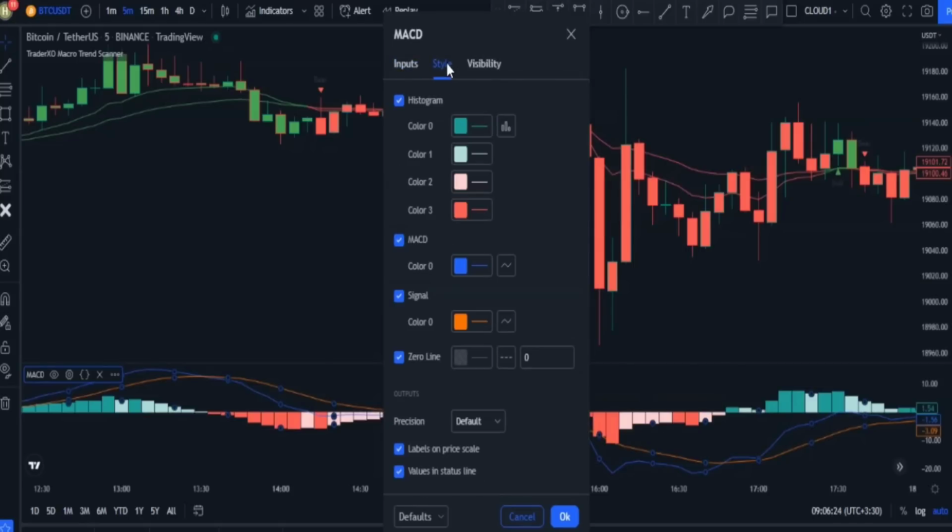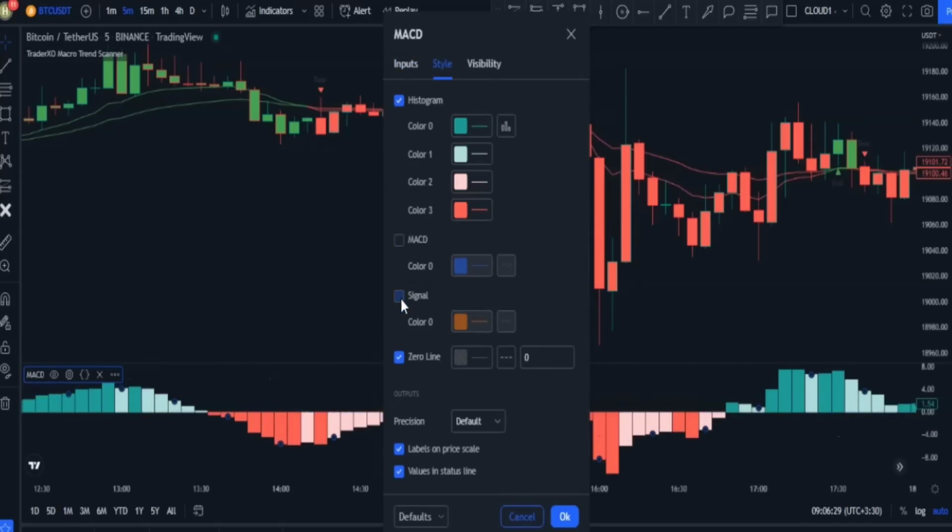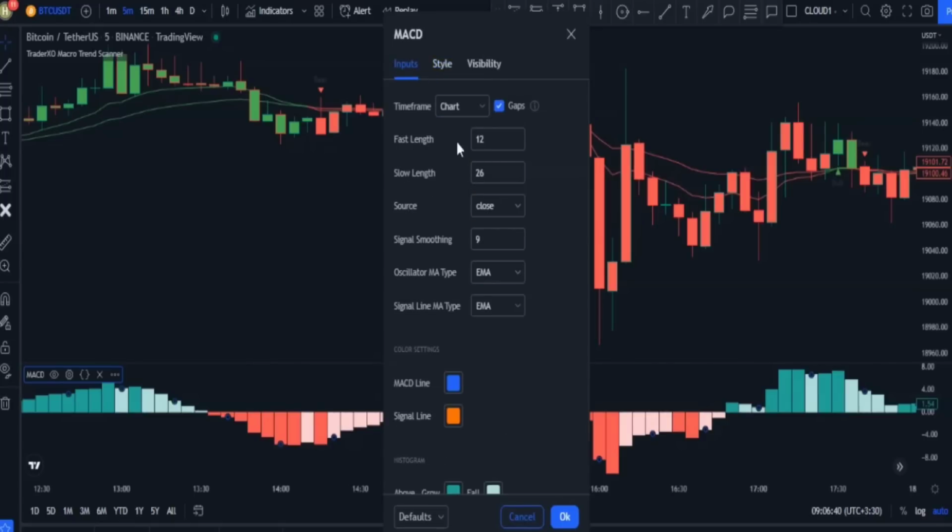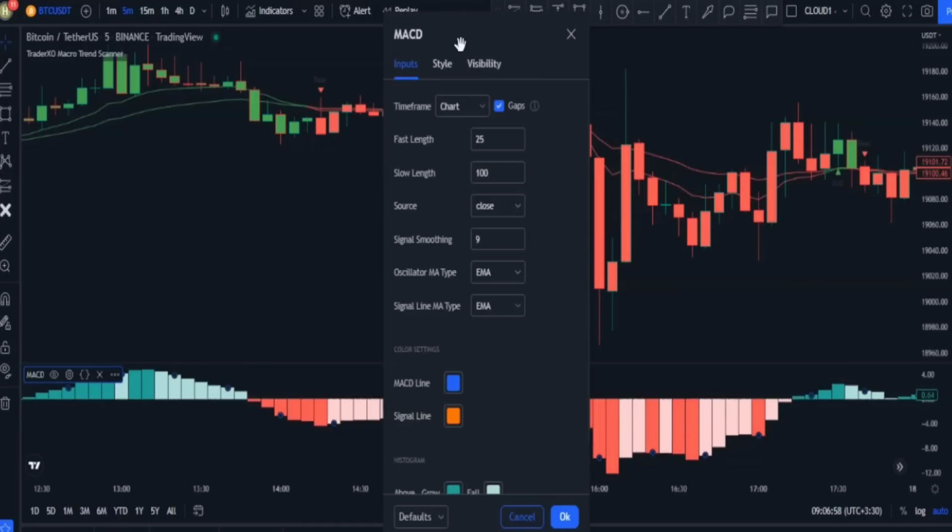First, in the Style tab, we disable the MACD and the signal options because we won't be needing these 2 in this strategy. Next, we move to the input section, and from there we change the fast length option to 25 and the slow length to 100. That's it. Now we can click on the OK and close the tab.